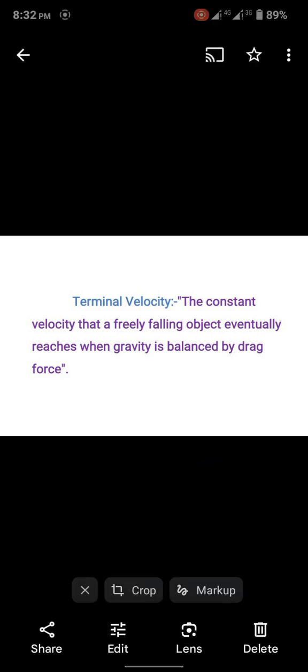When any object is moving freely, then two forces are acting on that object. One is known as force of gravity, another one is the drag force. When both of these forces which are acting on a freely falling object are equal, then the object will start moving with constant velocity, which is known as terminal velocity.